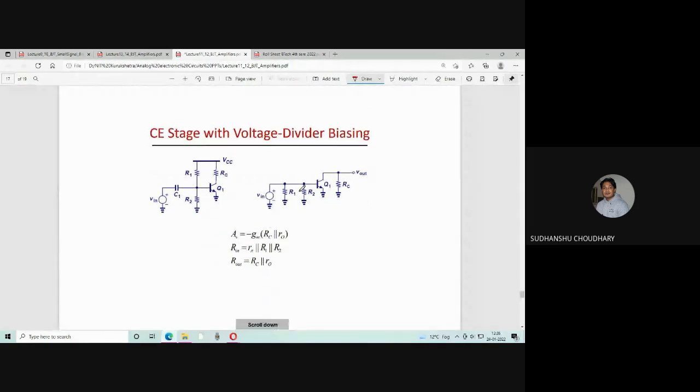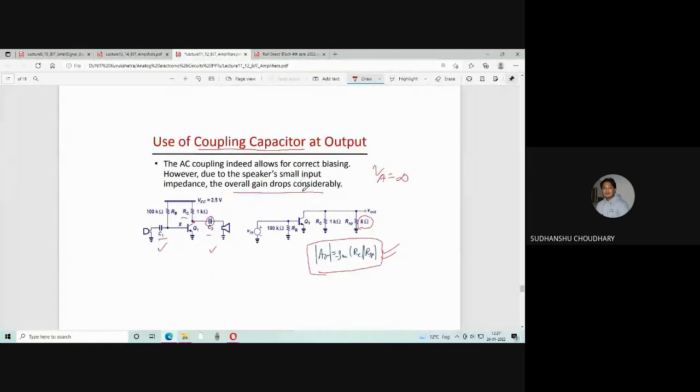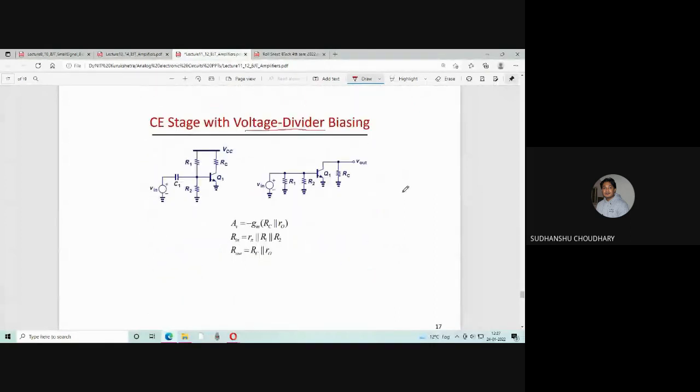Now, one can also think of biasing this common emitter amplifier stage with degeneration or maybe without degeneration by using this voltage divider biasing technique. So one can utilize this voltage divider biasing by connecting R1 and R2 at the input, and then try to find out gain. So gain will be simply minus gm RC parallel to r0.